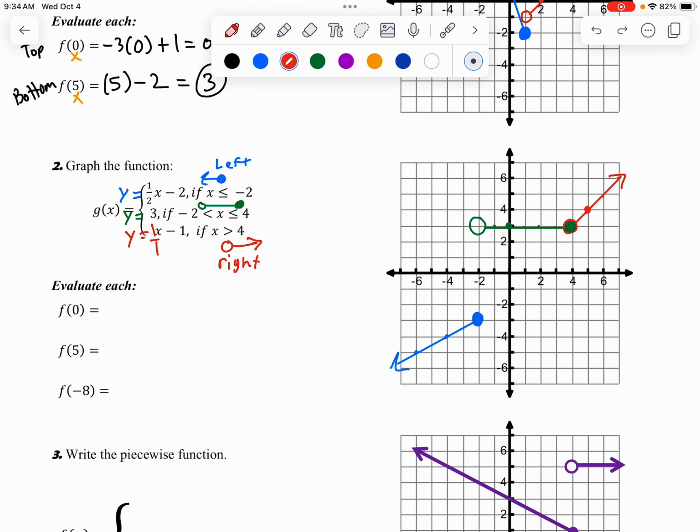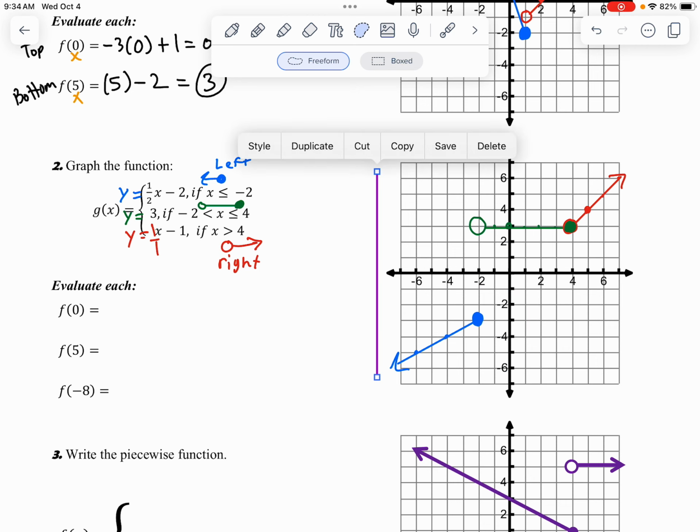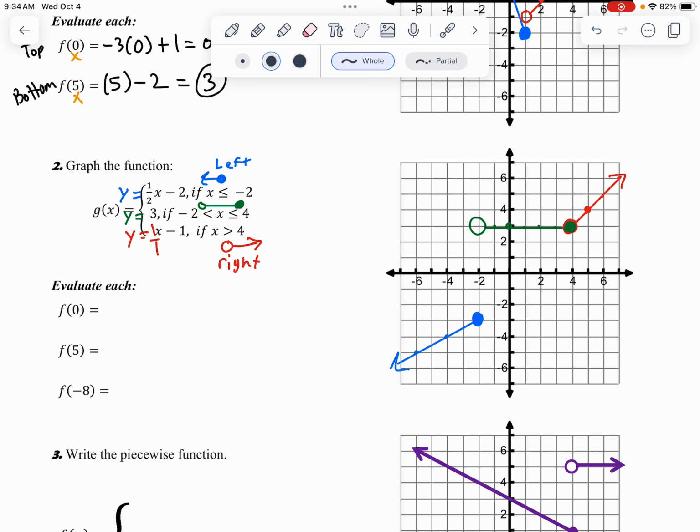But this is your graph. Again, you can take a vertical line and just slide it left and right and make sure it doesn't touch any part of your graph more than once. So this passes the vertical line test. All right, for the evaluating, again, we have 3 different equations. We want to decide, are we plugging into the top equation? Are we going to plug into the middle equation? Or are we going to plug into the bottom equation based on the if part of these equations?